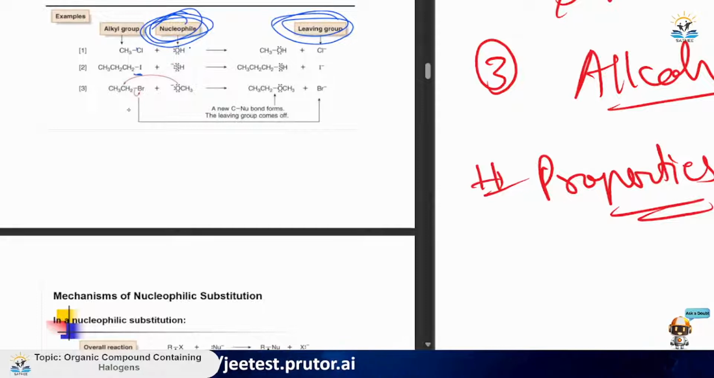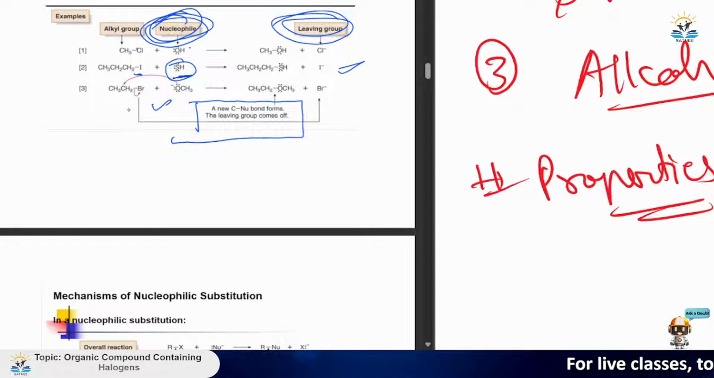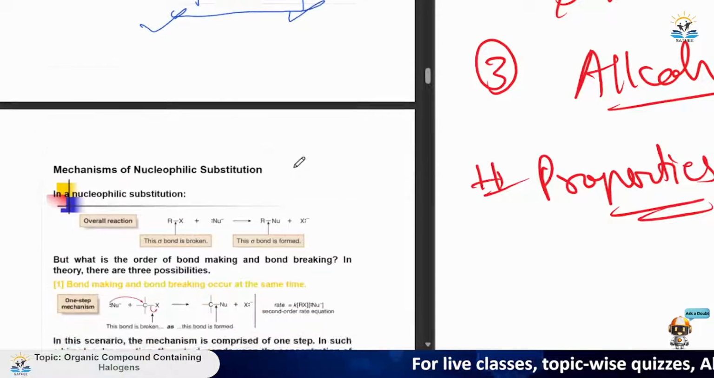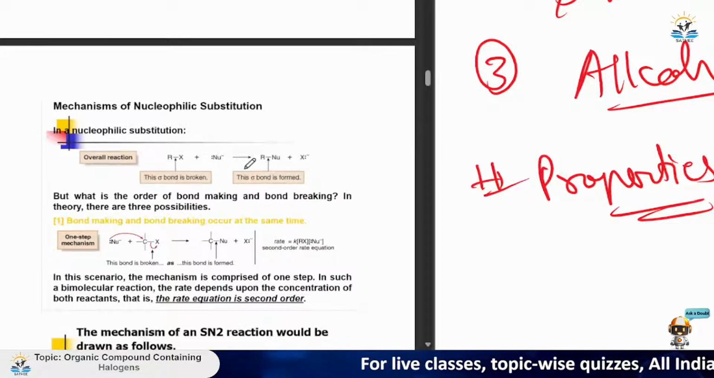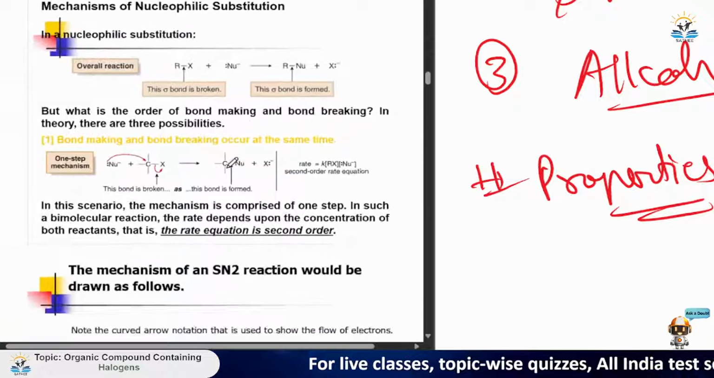Talking about iodine, iodine reacts with this SH nucleophile. It will also undergo the same reaction, but with Br, see, here will come a new change. A new carbon-nucleophile bond forms. The leaving group comes off. So all of these are similar. We just need a nucleophile containing some lone pair or some electron density groups.